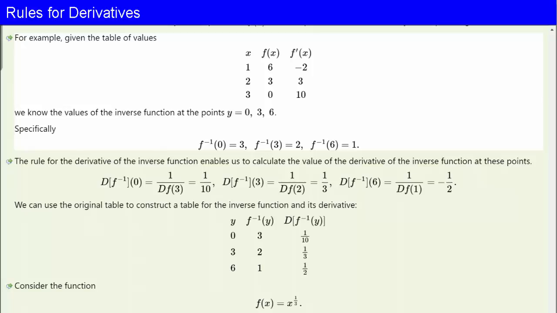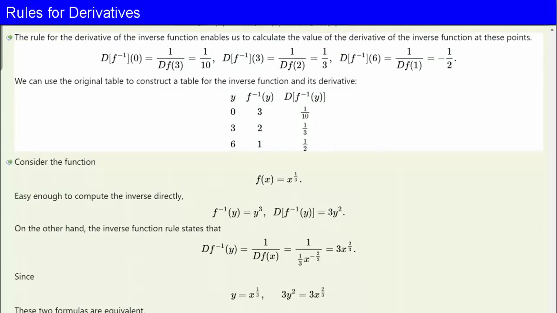The rule for the derivative of the inverse function enables us to calculate the value of the derivative of the inverse function at these points. For example, the derivative of f inverse at the point 0 is 1 over the derivative of f at the preimage point 3. Now that derivative was 10, so the derivative of f inverse at 0 is 1 over 10.